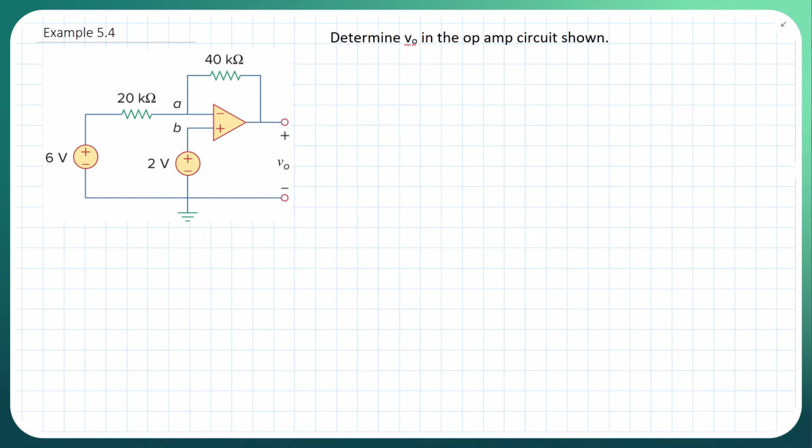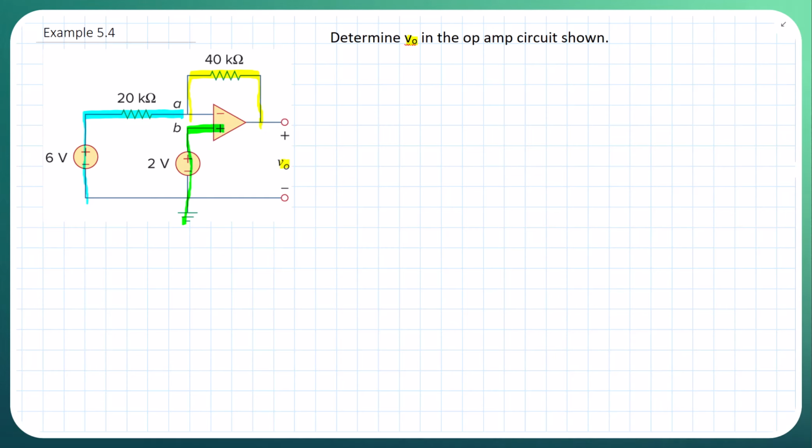Okay, let's look at this example, example 5.4. We have another inverting op amp, and we want to determine V naught or V output in this specific circuit. Again, our non-inverting input is grounded, but now we have a voltage source connected to it. We have our inverting feedback resistance connected at node A, 40 kilo ohms, and then we have our input connected to our input resistance, which is also going to our inverting node.